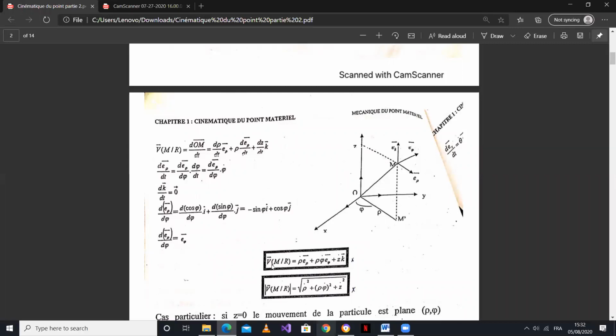Then the modulus, as usual, you just get the coefficients of this vector unitaire. We'll get rho point carré plus rho phi point carré plus z point carré, and le racine carré. It's like you do the square root of everything. Then in the square root, you put rho point carré plus rho phi point carré plus z point carré. Just like we had x carré plus y carré plus z carré. La même chose. So it's like this for the modulus.